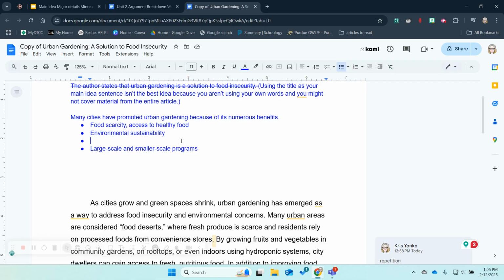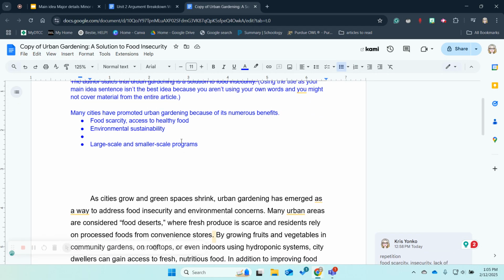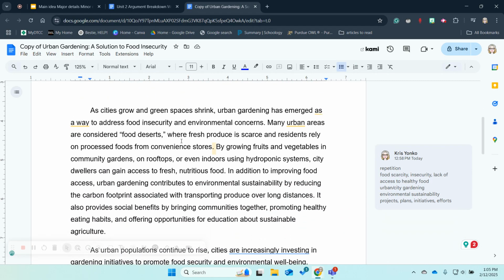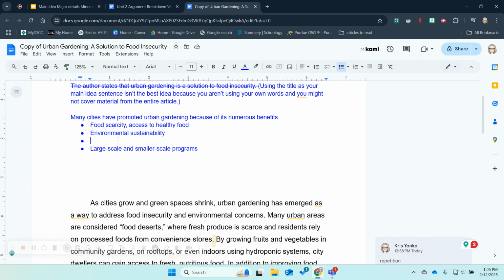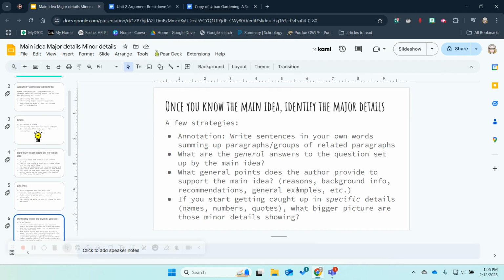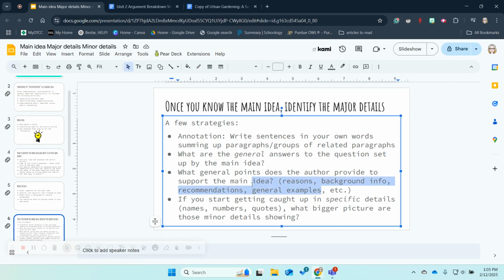Or if you do have to go back to the article, maybe go back to your annotations instead of the specific article words. So I remember them talking about societal benefits, like that idea of bringing people together. That was another benefit. General points, reasons, background information. So we're talking about general examples here. Sentences in your own words, summing up the paragraph. I think we got that.